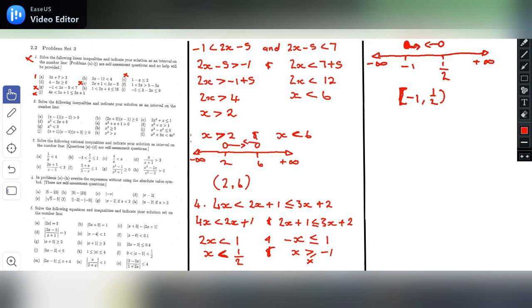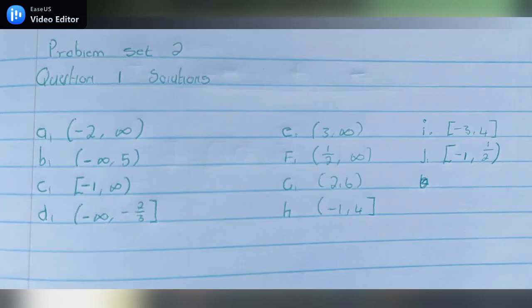So that's it for today's lesson about solving the following linear inequalities for question 1. In the second video, we're going to solve the questions for example 2 up to the fifth one.